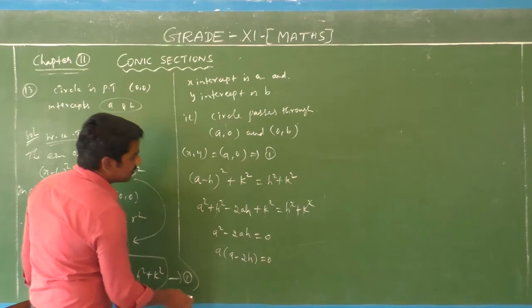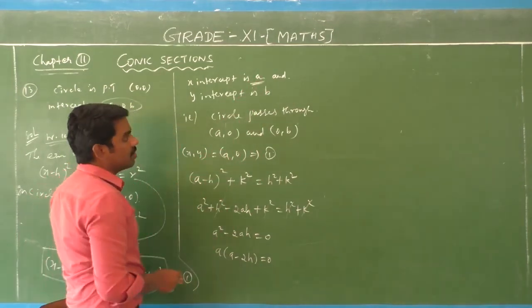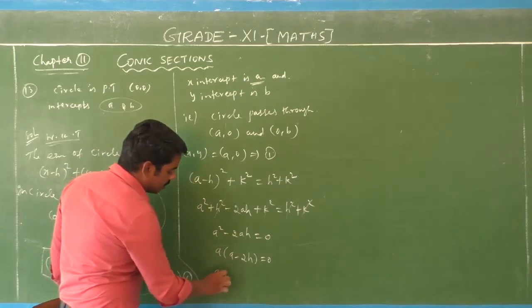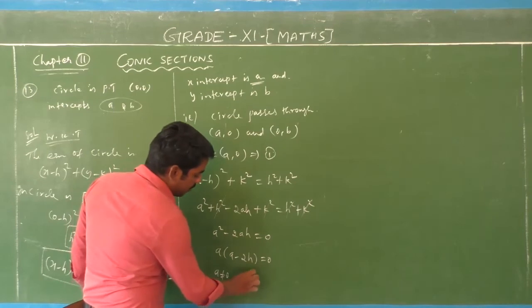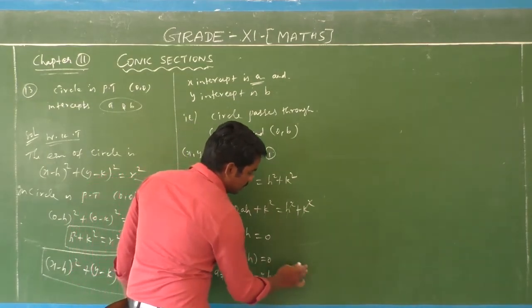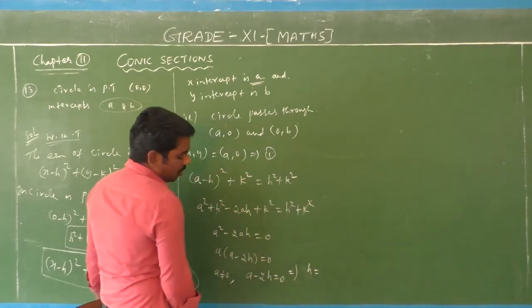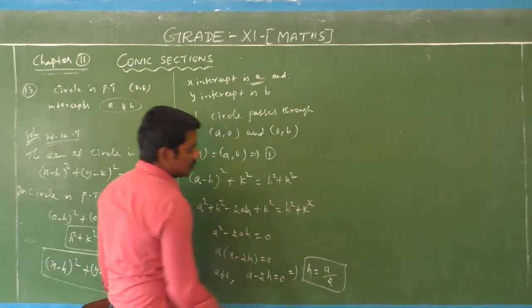Here a is the x-intercept. X-intercept is not equal to 0, it is any non-zero value. So a is not equal to 0, so a equal to 0 is impossible. So remaining a minus 2h is equal to 0, which implies h equal to a by 2.